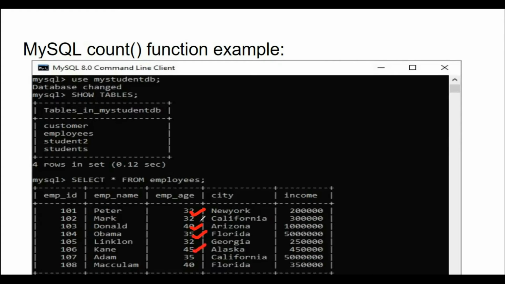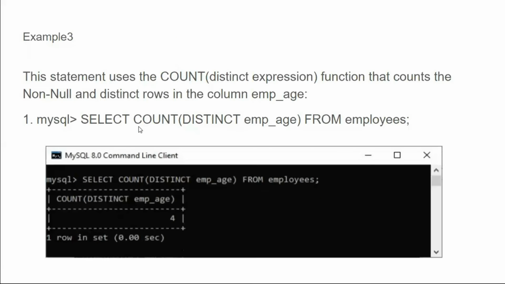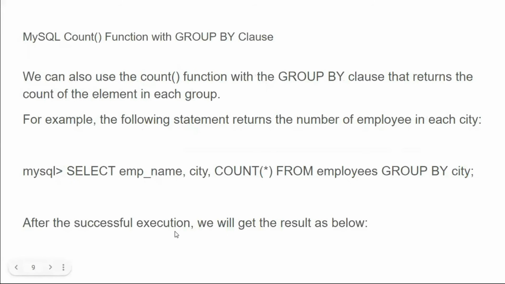The remaining things are repeated. So 32 is repeating, again 32 is repeating, 35 is repeating, and 40 is repeating. So we will take only one occurrence of a value. So the answer should be 4. So the distinct value should be taken. So the answer for this query is the count of 4.